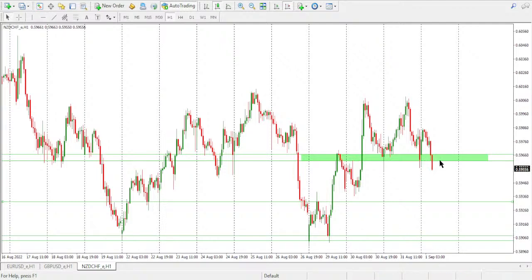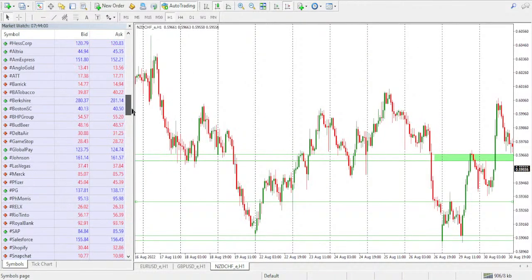If the price pulls back and touches this line but does not break above it, we are going to look for a sell position. We are expecting the sellers to move price downwards up to the first target, which is 0.59323. The next target is this one, which is 0.59077.